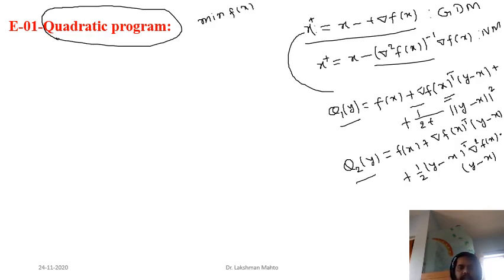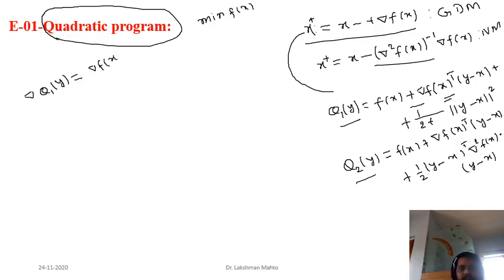If I'm asking for the gradient of these two quadratic approximations with respect to y, first try to find the gradient of q1 with respect to y, because y is the variable. It is a very simple kind of quadratic function, so it is easy to find the gradient. Differentiating with respect to y, only this one is the linear term, so only the gradient of f at x will remain.